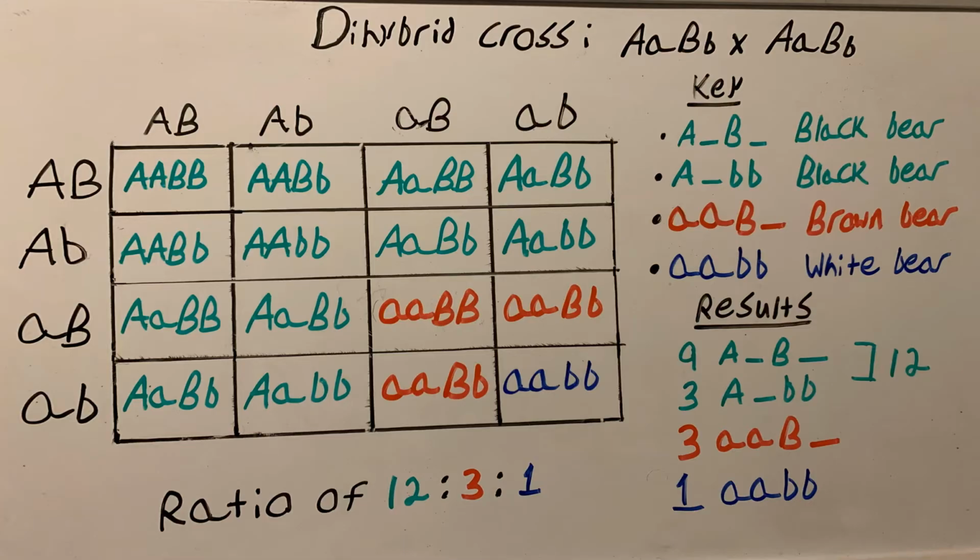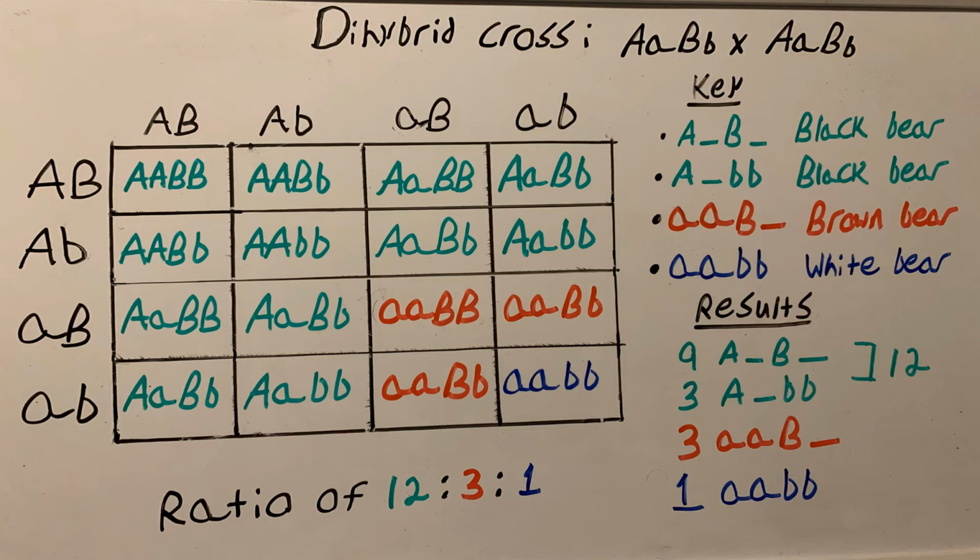After going through the pathway, we are ready to go over a dihybrid cross, which means heterozygous at each locus. The key states that if the genotype has at least one dominant A, then it will be a black bear. However, if the A genotype is homozygous recessive and the B genotype is either homozygous dominant or heterozygous, then it will be a brown bear. And lastly, if both genes are homozygous recessive, then it will result in a white bear.